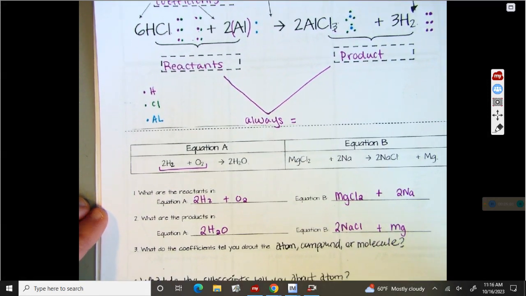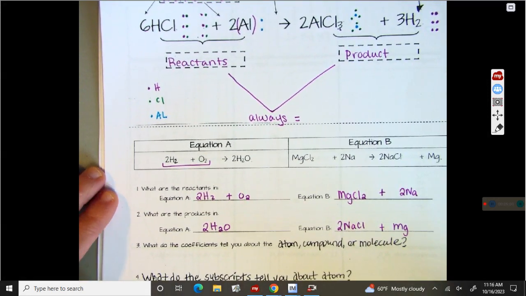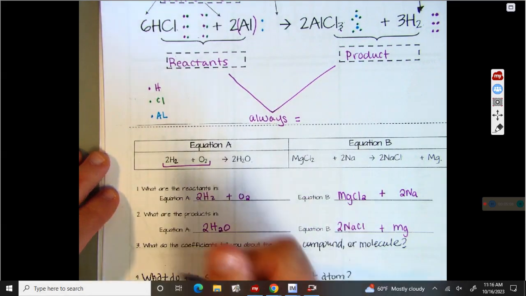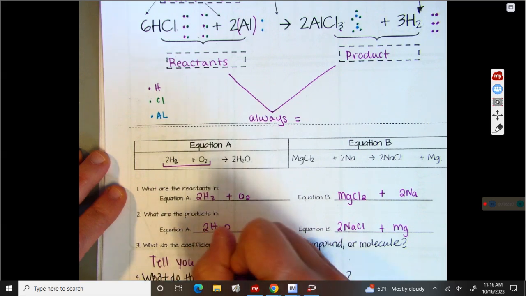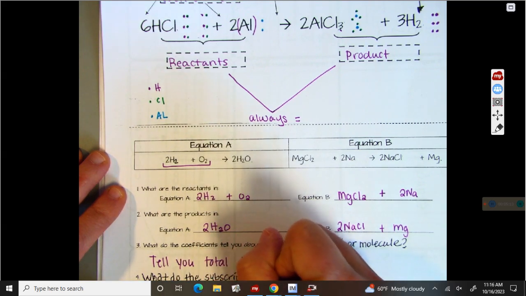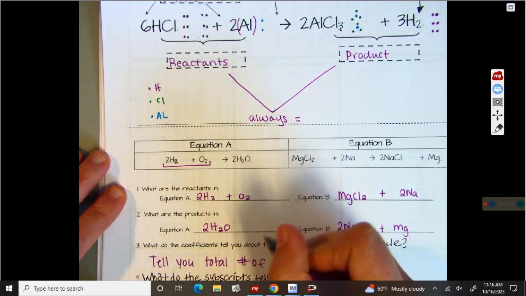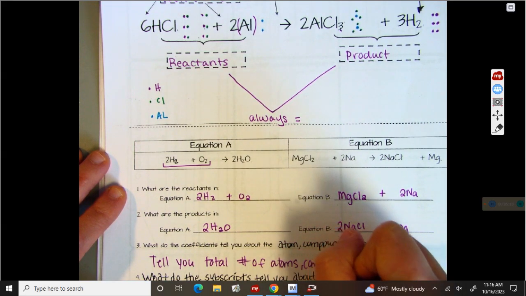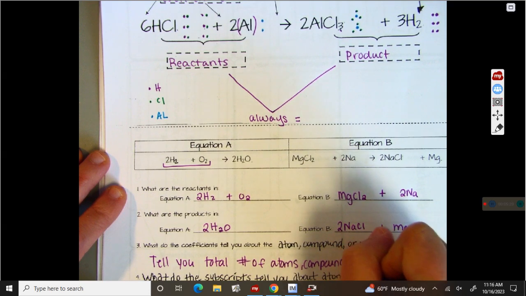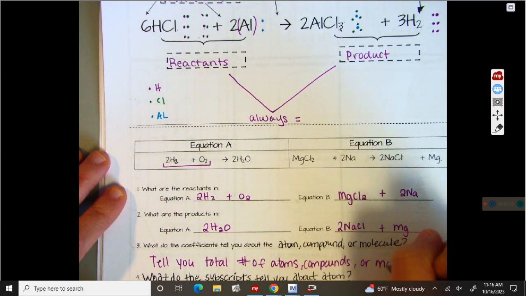So it says, what do coefficients tell you about the atom, compound, or molecule? The coefficients tell you the total number of atoms, compounds, or molecules in the equation.